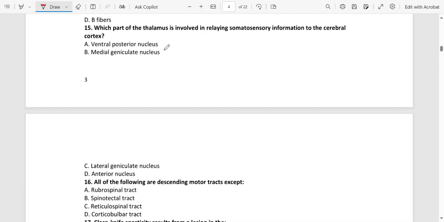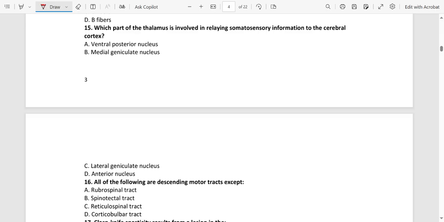Which part of the thalamus is involved in relaying somatosensory information to the cerebral cortex? Ventral posterior nucleus, medial geniculate nucleus, lateral geniculate nucleus, anterior nucleus. Any thought for this one? Excellent. The ventral posterior nucleus.